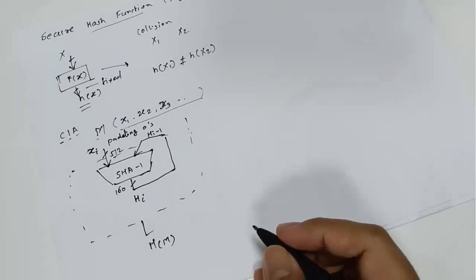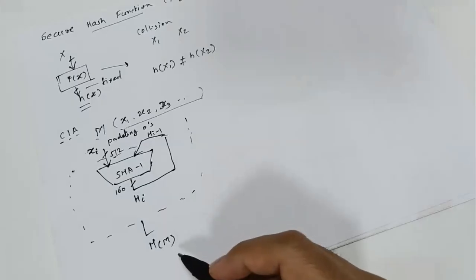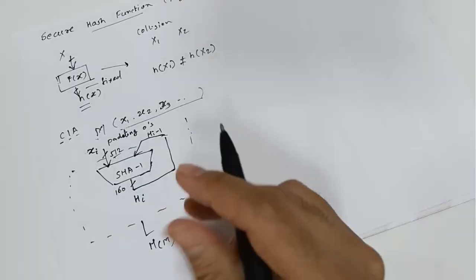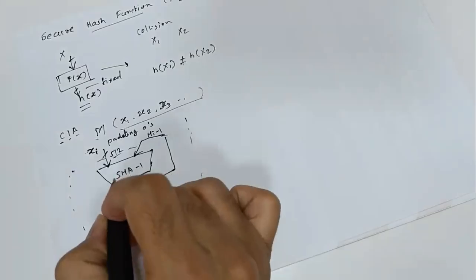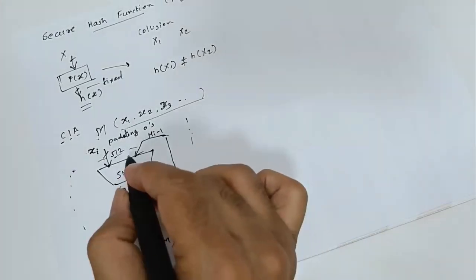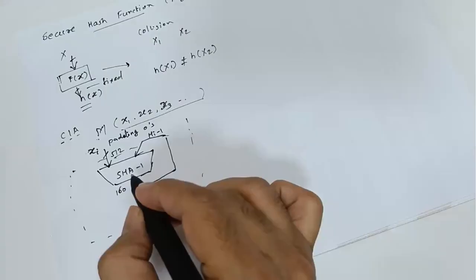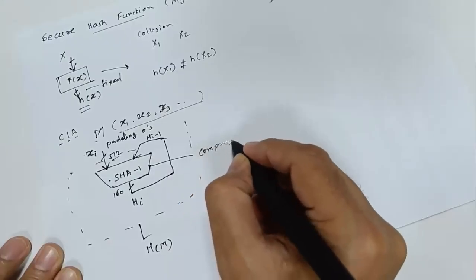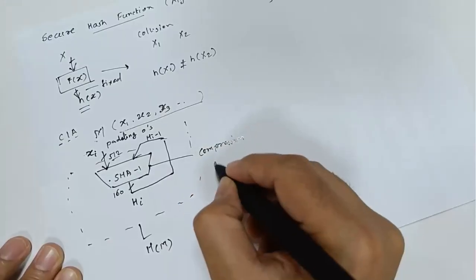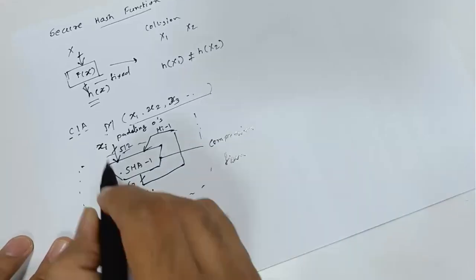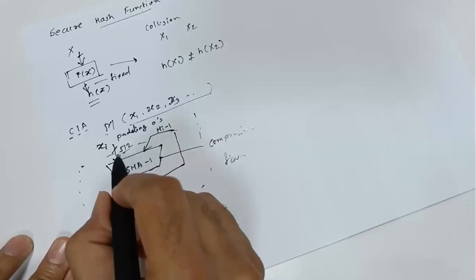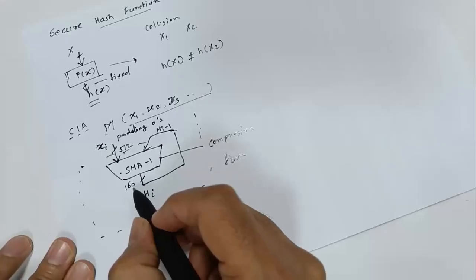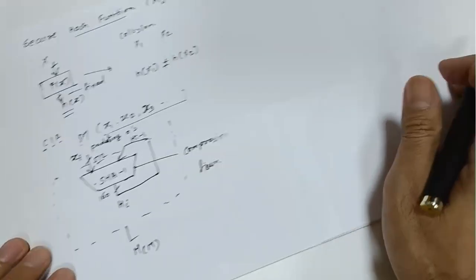Okay, so this is what SHA does. Now, why is it secure? We have to look at what is happening here. Actually, this is called a compression function. Why is it called a compression function? Because you are reducing 512 bits into 160 bits.